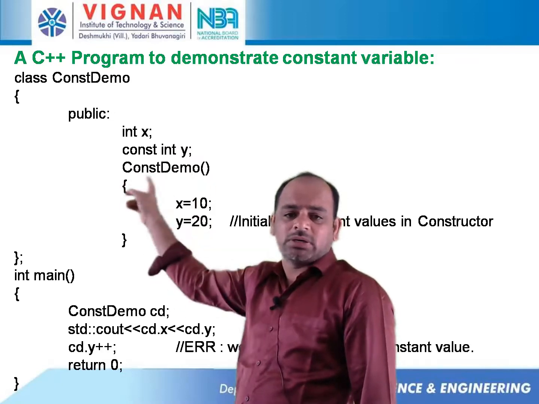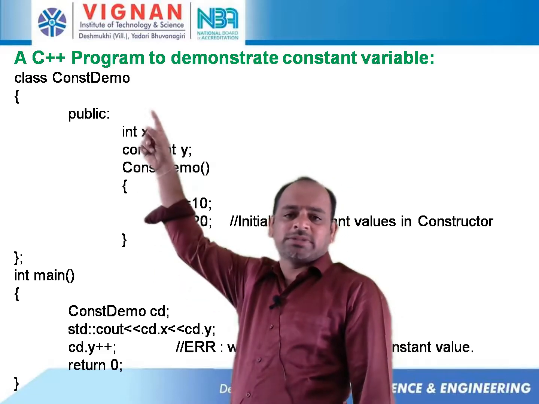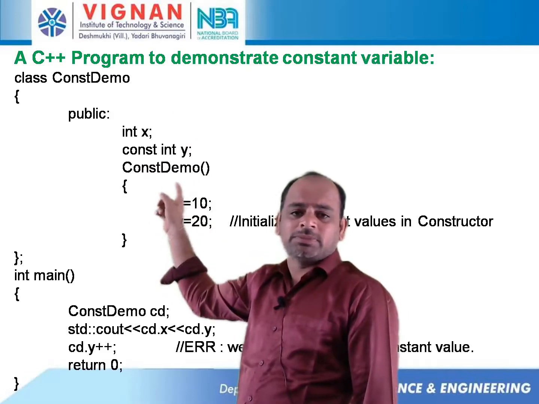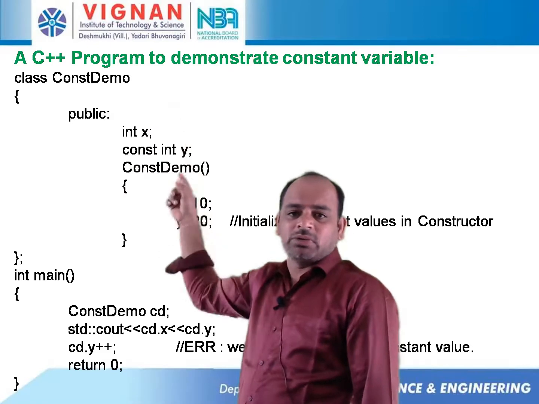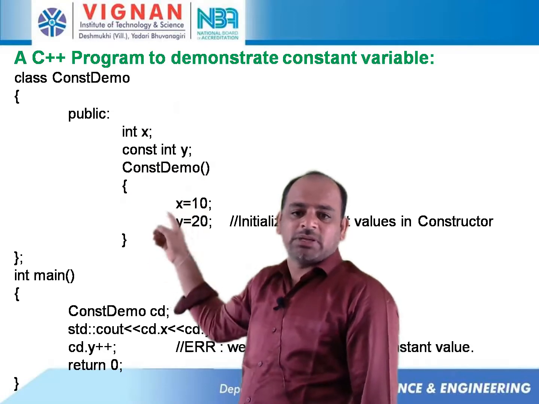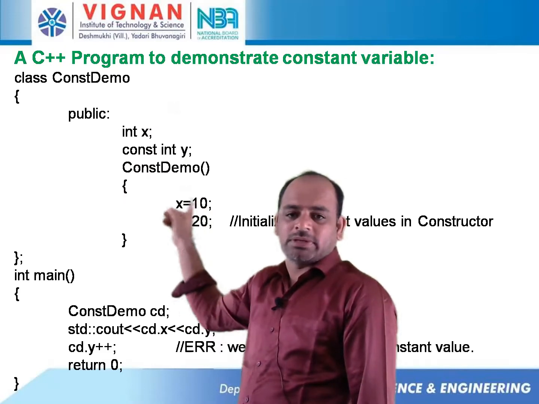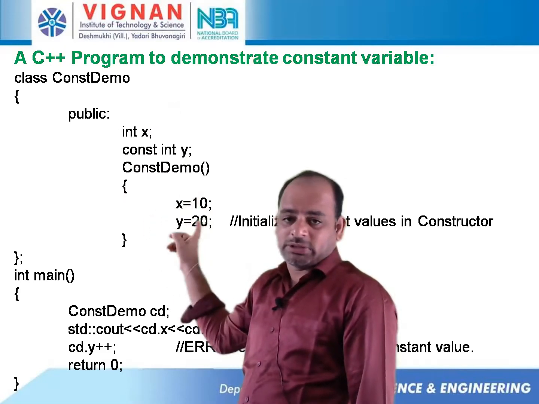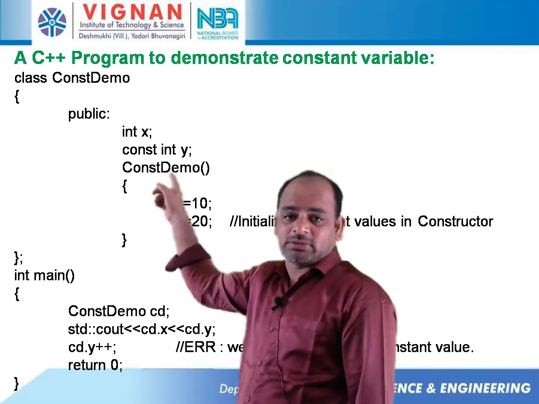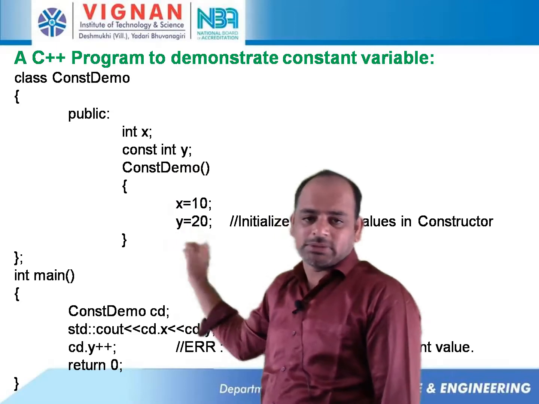I'm using a constructor, already I told you, a constructor is a special member function whose name is the same as the class name, and which is automatically called when an object of the class is created, right? So we need not write a separate function call statement. In it we are initializing x equal to 10 and y equal to 20. Now x is a non-constant variable and y is a constant variable. This initialization is possible when the object is created, because this constructor is automatically called, and within the constructor these variables are initialized by some value.